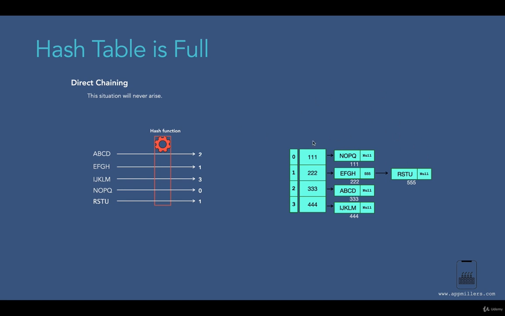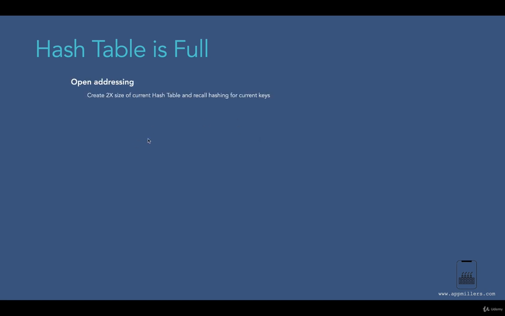So we can add as many elements as we want in the direct chaining method. In this case, we don't have any limit, so our hash table will not be full. But if I have many elements in the linked list, the time complexity will become O(n). Now the next method is the open addressing method. In this case, whenever the hash table is full, we are just creating a table of 2x the size of the current hash table and recalling hashing for the current keys.